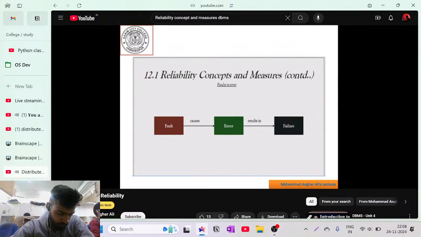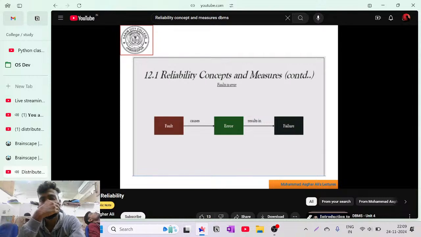This diagram shows fault to error. Each failure obviously needs to be traced back to its cause. Failures in a system can be attributed to deficiencies either in the components that make it up or in the design, that is, how these components are put together.